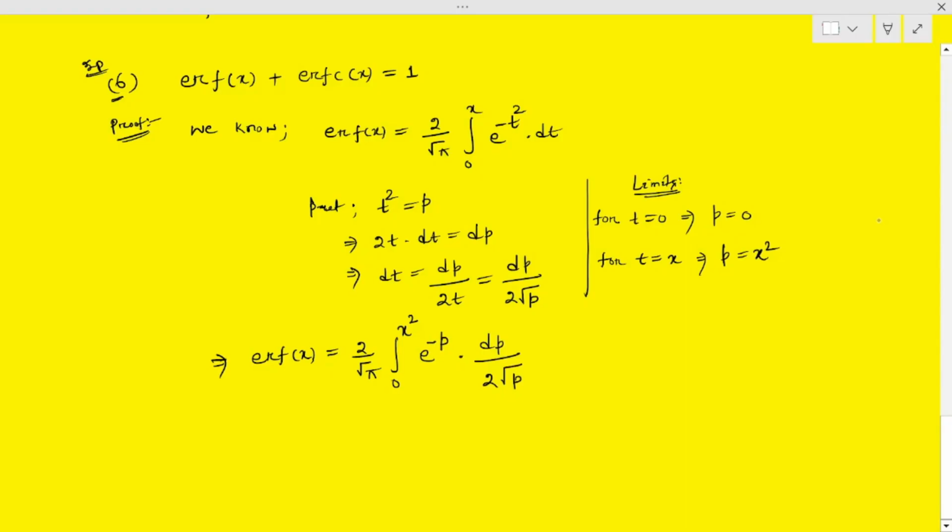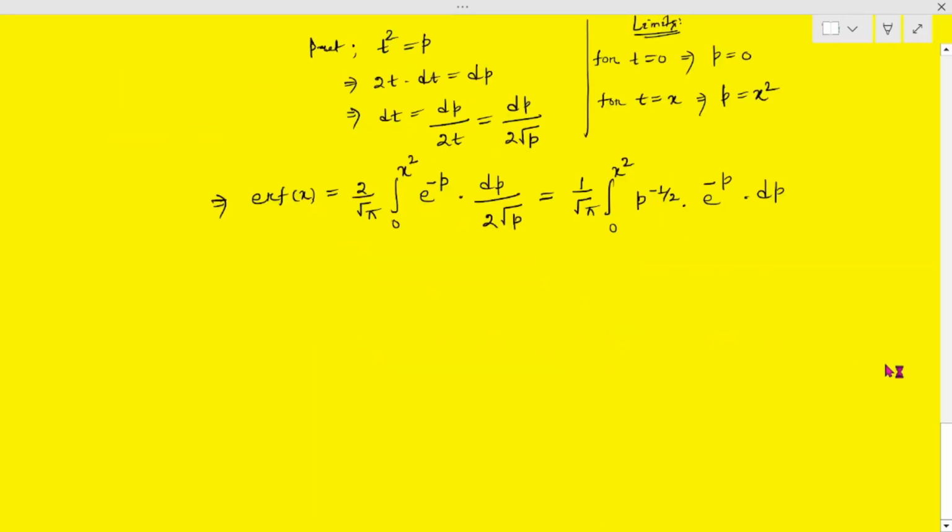Now here this can be written as, the 2 gets cancelled. This is 1 by root pi, 0 to x square limit is there. Just write as such. Here root over of p can be written as p to the power minus 1 by 2, into e to the power minus p dp. Simple.